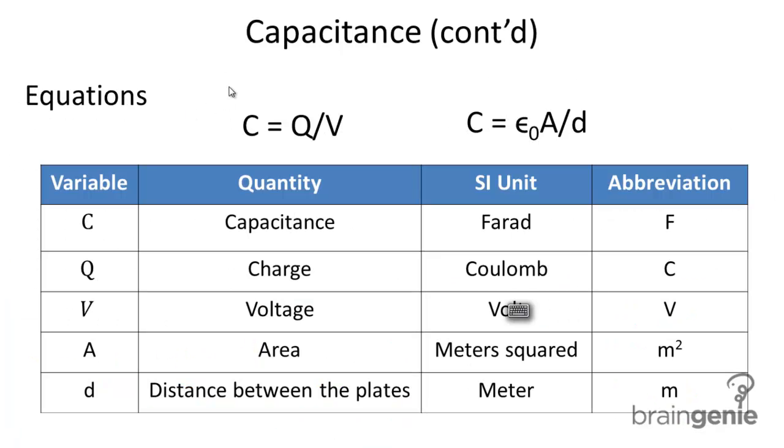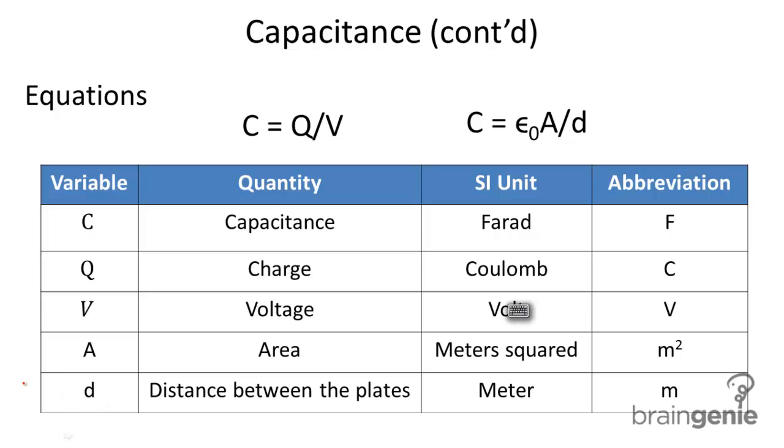Now, here are the two equations that we need to know. The first equation is C equals Q divided by V, or capacitance equals charge divided by potential difference. And the second is C equals epsilon 0, permittivity, times the area of the plates divided by the distance.